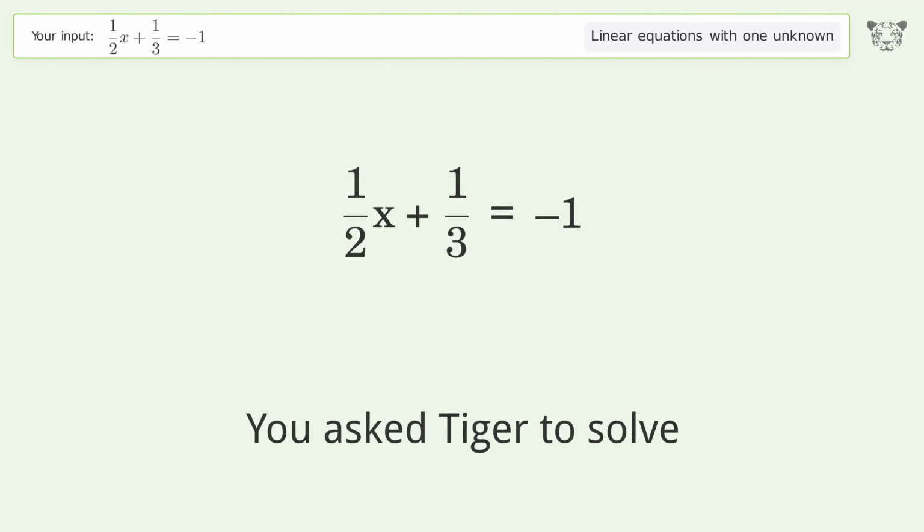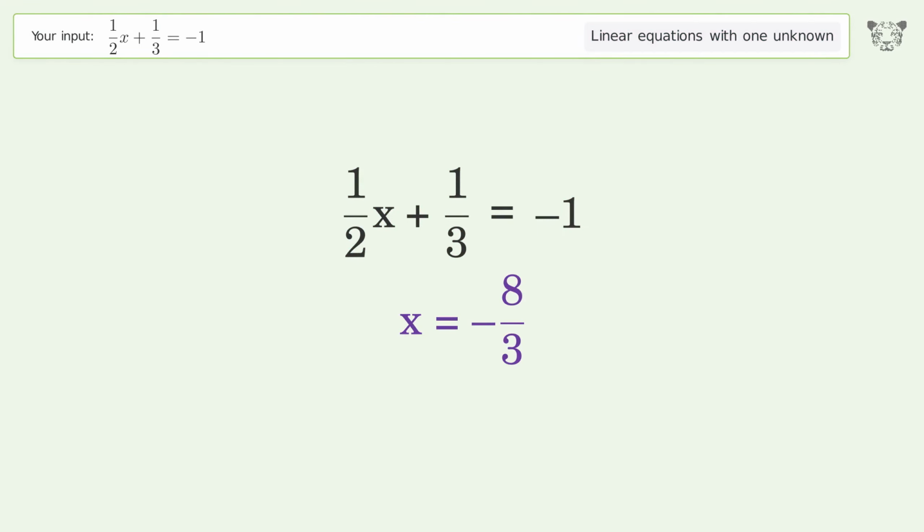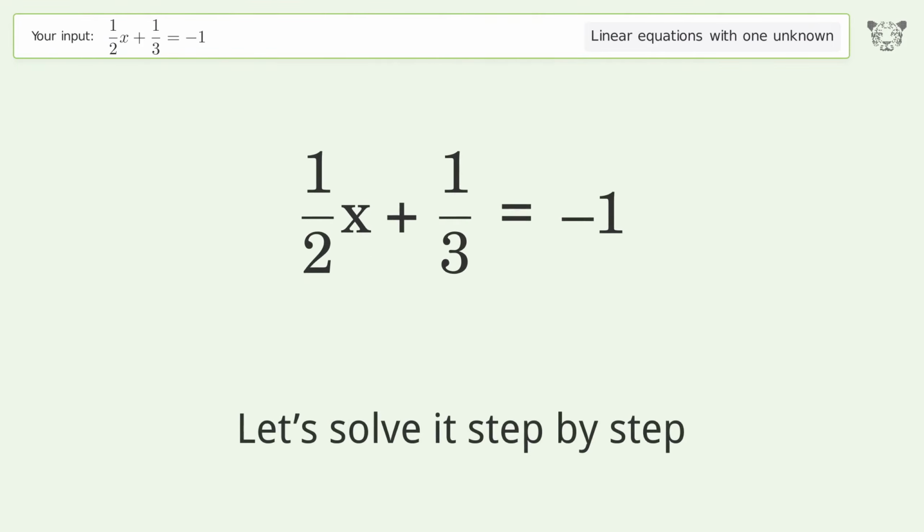You ask Tiger to solve this. This deals with linear equations with one unknown. The final result is x equals -8/3. Let's solve it step by step.